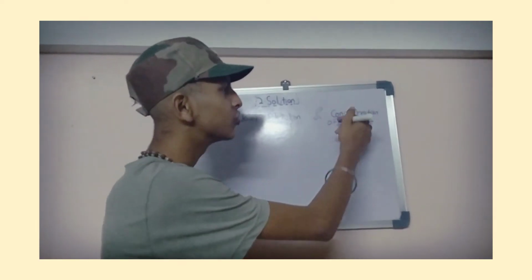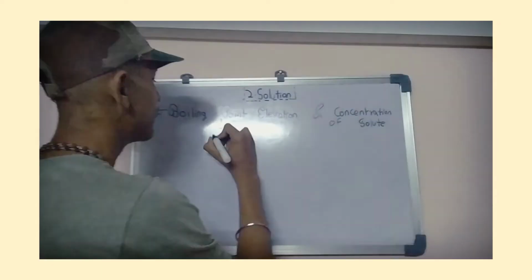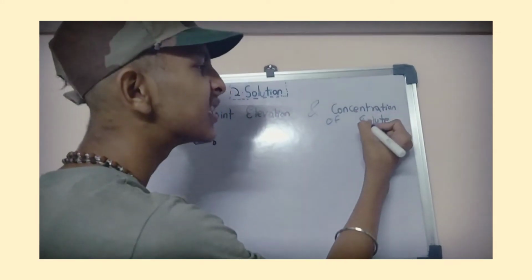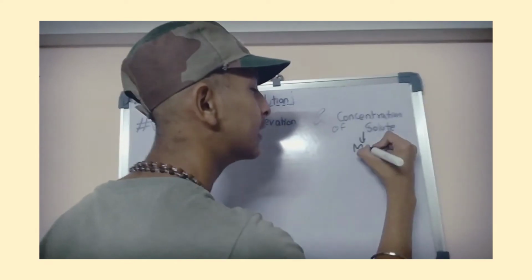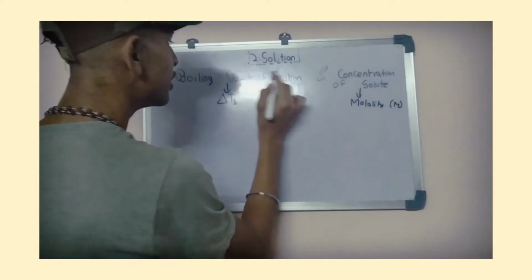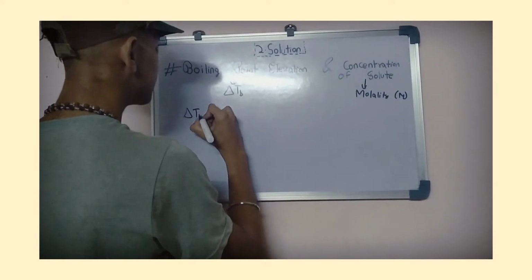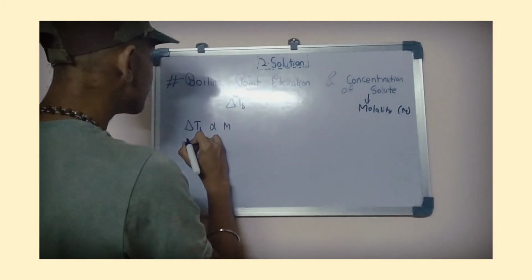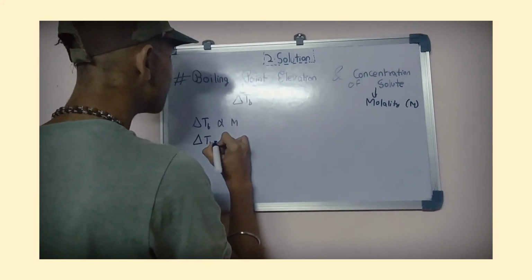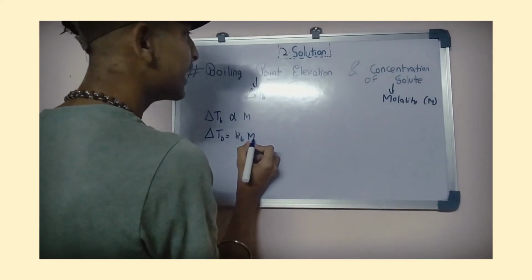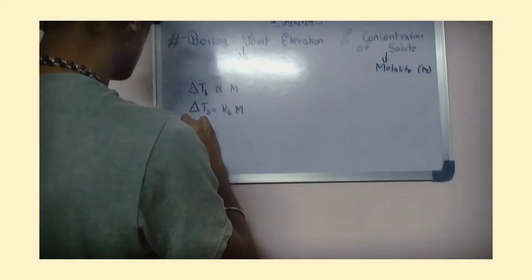Now we are going to study the relation between the boiling point elevation and the concentration of solute. If delta TB is the boiling point elevation, the concentration is expressed in terms of molality, by m. So the boiling point elevation, delta TB, is directly proportional to the molality. If we replace the proportionality sign, we get delta TB equals KB m, where delta TB is the boiling point elevation and m is what? Molality. And KB is what?